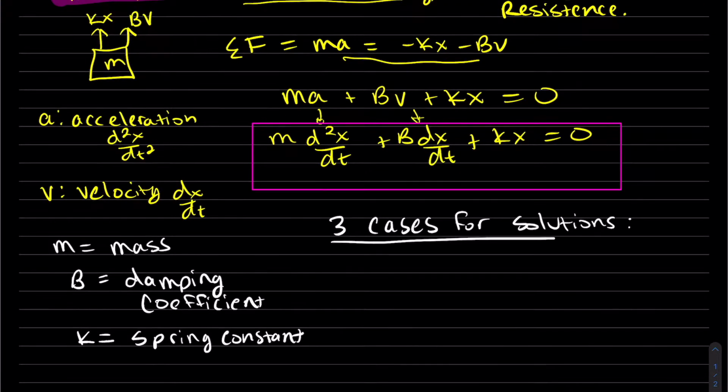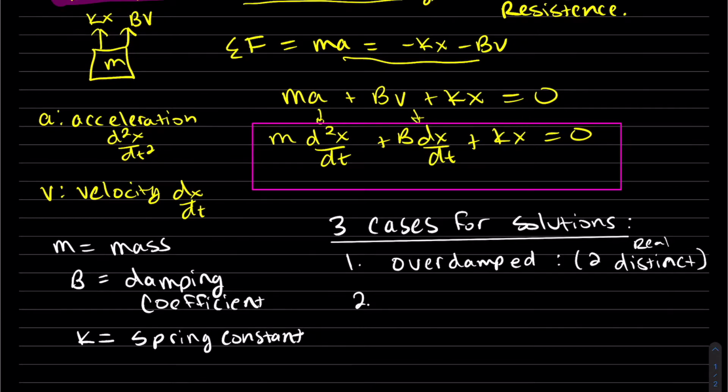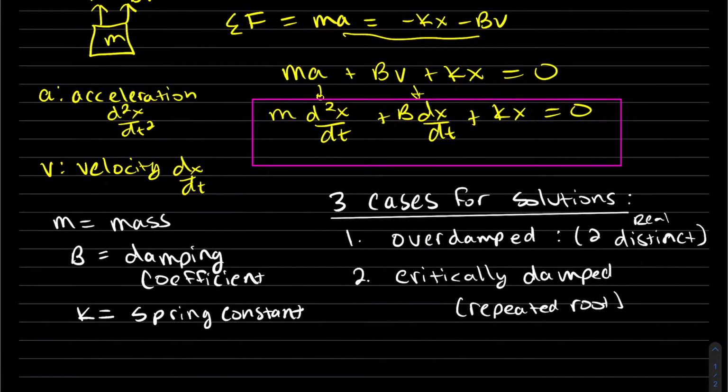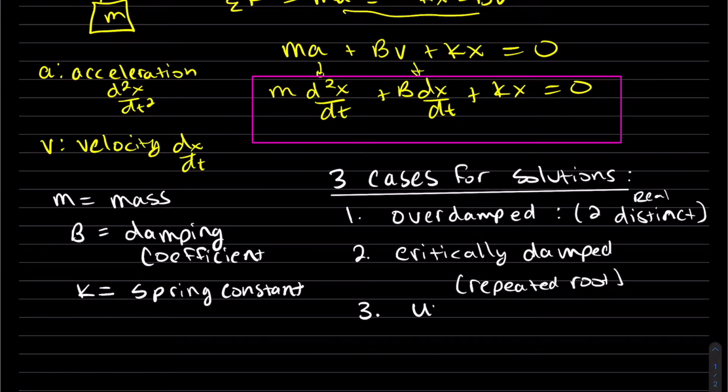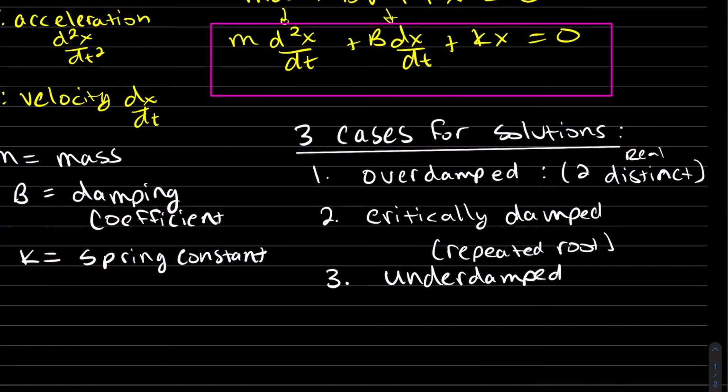Just some new terminology here. 1 is overdamped, which is when you solve the system and get 2 distinct real solutions. 2 is critically damped, our repeated root. And 3 is underdamped. Not a big surprise, that was our imaginary case, which we had when we were undamped. So that's our 2 imaginary roots. Okay, let's do an example.